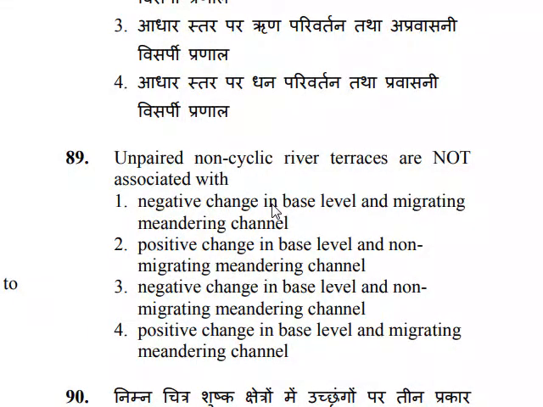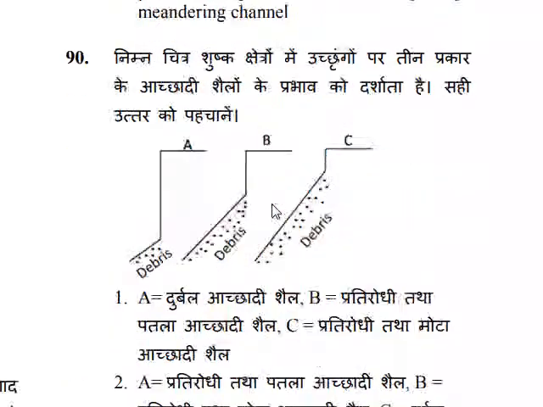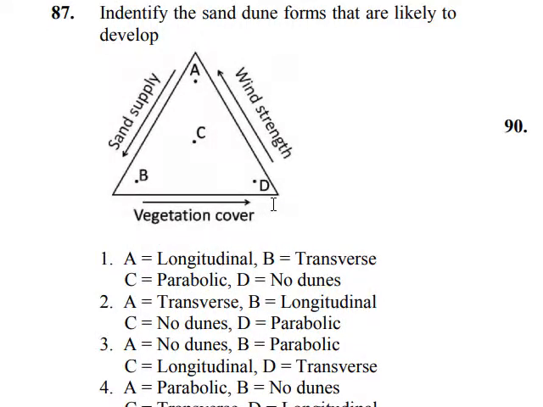We move to the next question, because we are discussing mainly important questions, so please remember. Now we come here: identify the sand dune forms that are likely to develop. Here you can see four options A, B, C, D. In A, the sand supply is on the left side, the wind strength on the right side, and at the lower side is the vegetation cover.